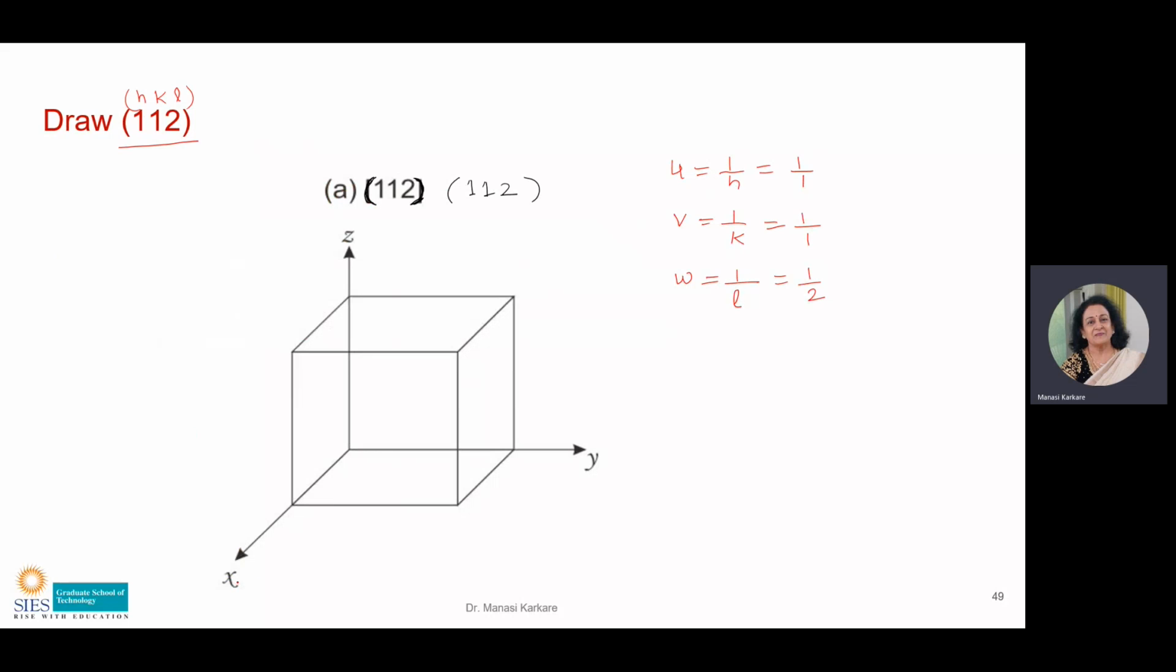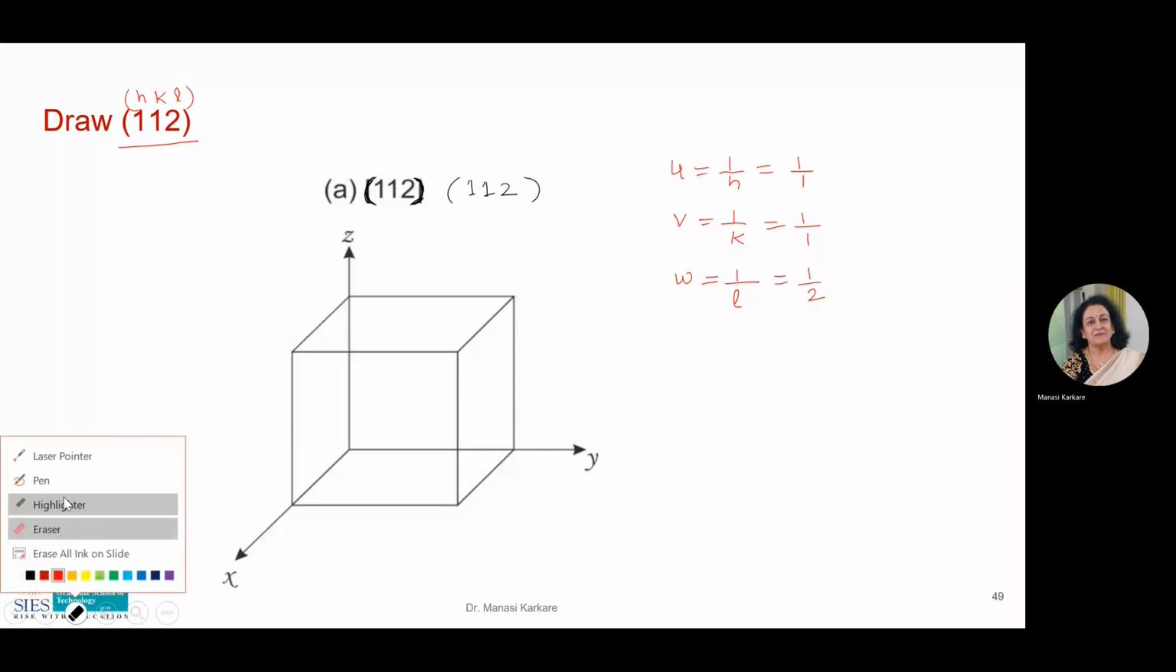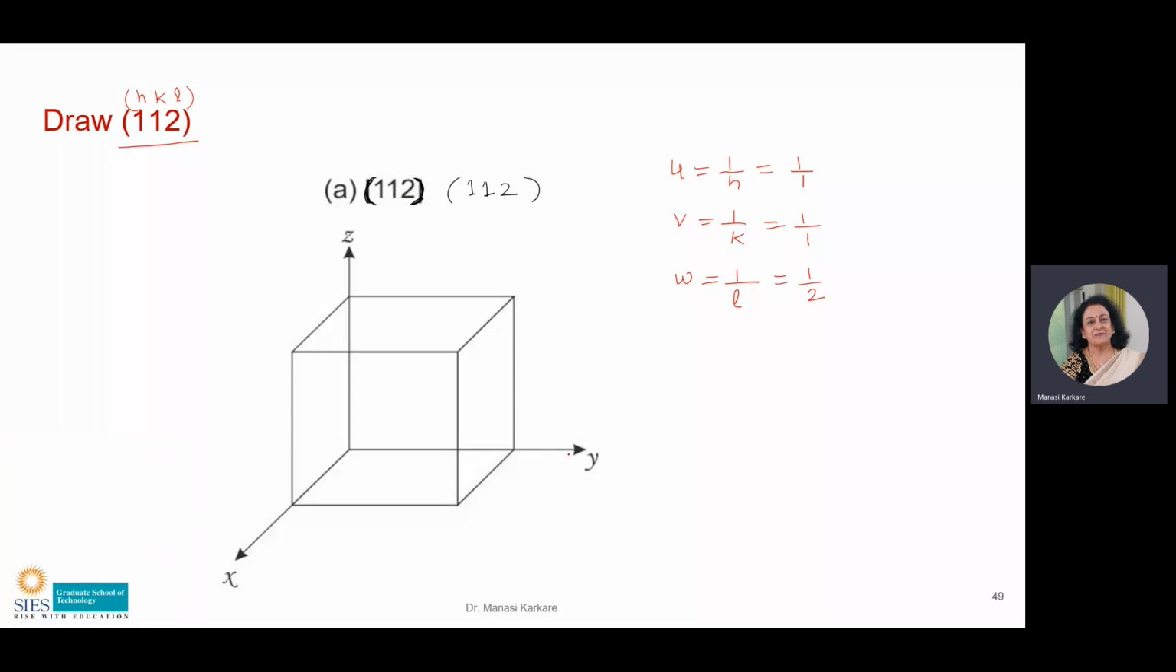Now you have to name the axis. Someone can select this as x-axis, y-axis, z-axis. Or someone can select this as x, this as y, and this as z. So axis selection is your choice. So you may select axis as per your choice. So right now I'm selecting this as x-axis, y-axis, and z-axis. Now this is a cube of unit dimension. So keep it in mind, this is a cube of unit dimension.